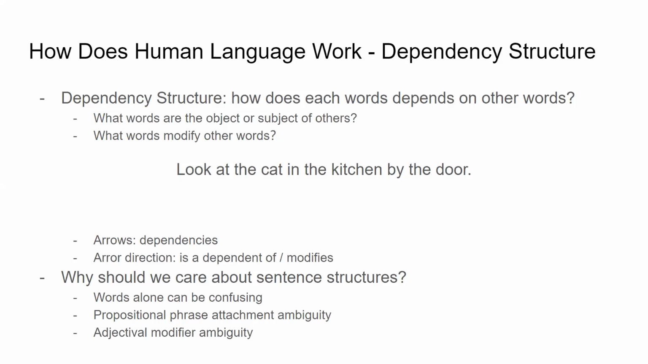So what are the words that make the word look have meaning? If you just say look, it doesn't really mean anything. You have to look at something first. So we're looking at the cat, and the cat is a dependent of the word look. There aren't really any other words with a similar relationship with look, because we're not looking at the kitchen, and we're also not looking at the door. The phrases in the kitchen and by the door are actually describing something about the cat. That's how we know these are the dependents of cat.